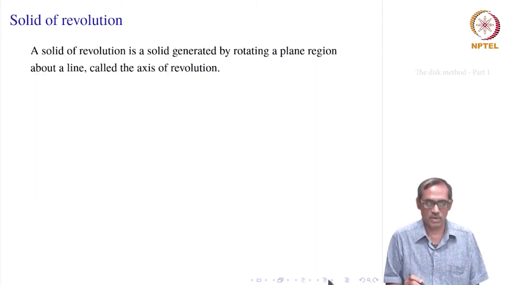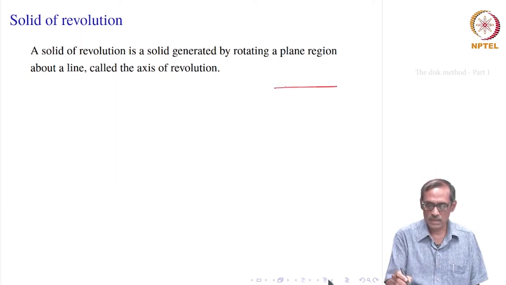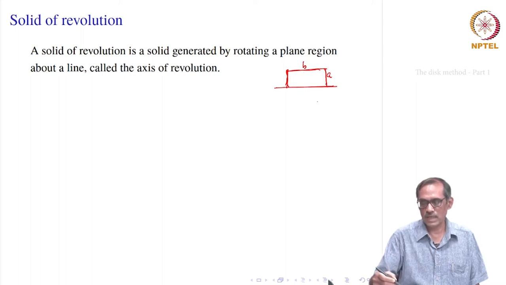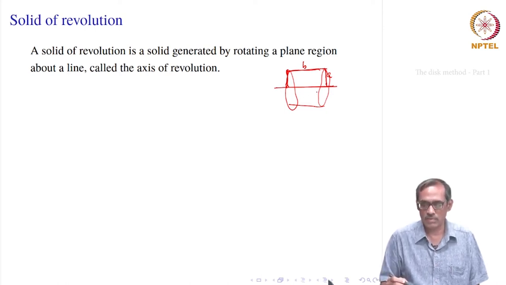So, first, what is a solid of revolution? A solid of revolution is a solid which is generated by rotating a planar region about a line. That line is called the axis of revolution. For example, if you take a line and a rectangle on it, with one side A and the other side B, and take this line as the axis of revolution, then when you revolve the rectangle around this straight line, you get a cylinder. That is, a cylinder of height B and a circular base with radius A. So, this is an example of a solid of revolution.